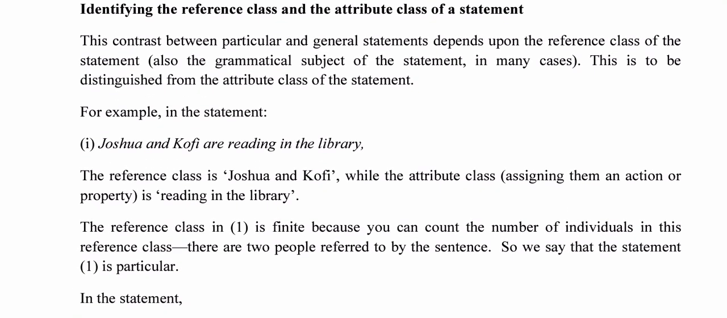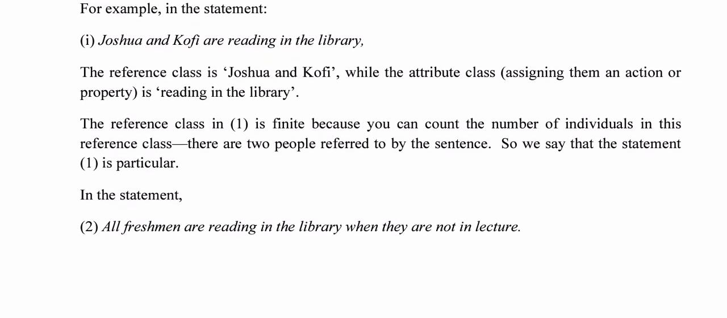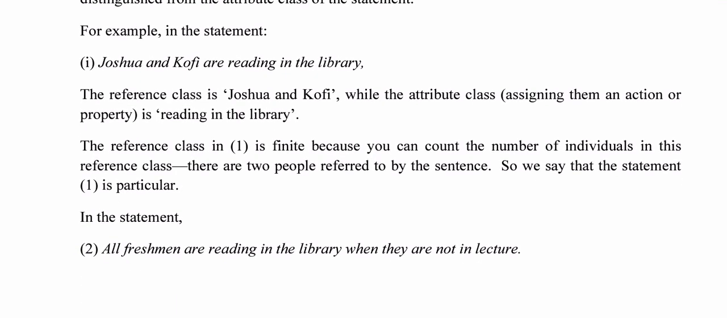For this example, Joshua and Kofi are reading in the library. Joshua and Kofi are the people we are talking about. They are the people we are referring to. So they are our reference class. And the attribute class is the attributes of the reference class: what they are doing, what we are saying about them. So, reading in the library. Why are we talking about Joshua and Kofi? They are reading in the library. Reading in the library is the attribute class. But the people we are referring to, Joshua and Kofi, are the reference class. Now, if you come down here, all freshmen are reading in the library. So the reference class is all freshmen. The attribute class is reading in the library.